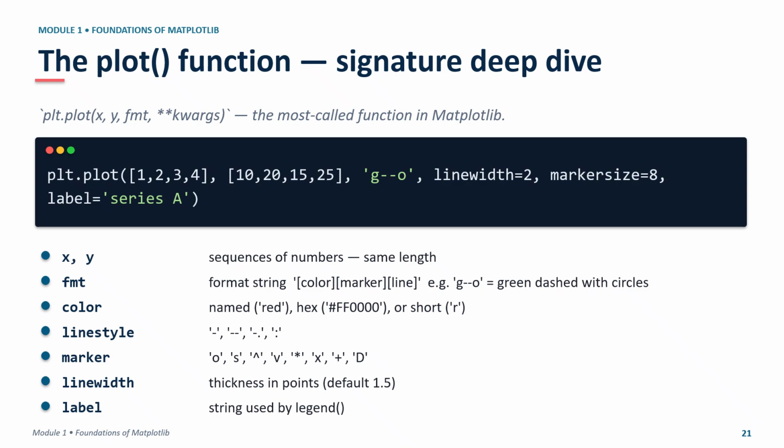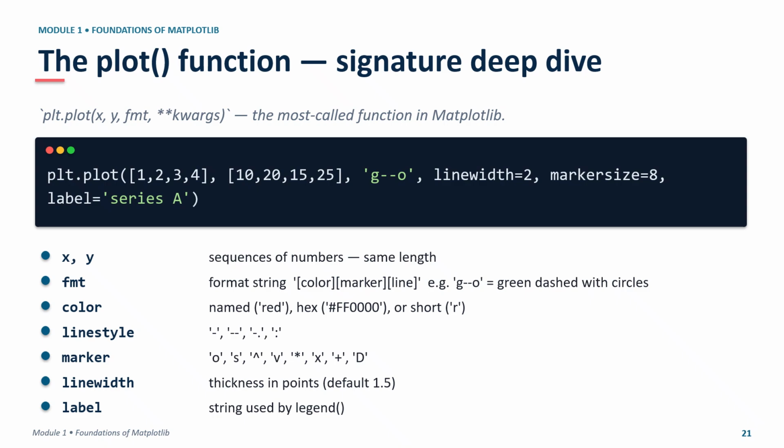These are additional keyword arguments, so it is customizable. Say that you want the color to be red; you can mention the red as hash ff0000, or even mention it as a small r. It controls the line color. You can make the line style solid or dash-dot. You can make the marker a circle, o for circle, s for square, and even a triangle can be drawn.